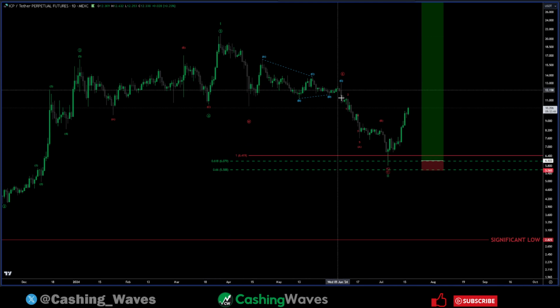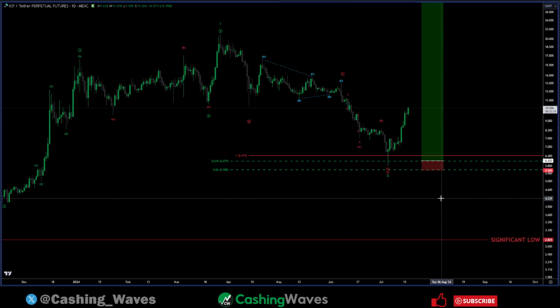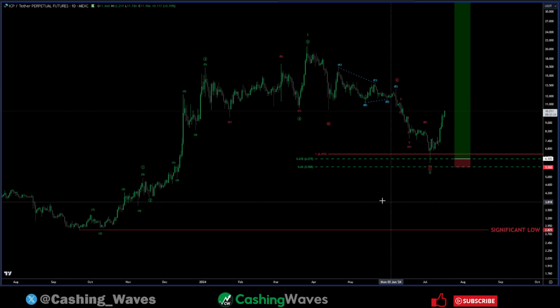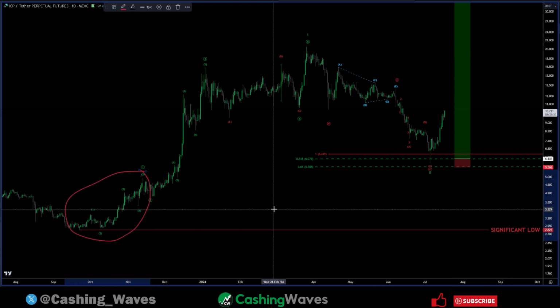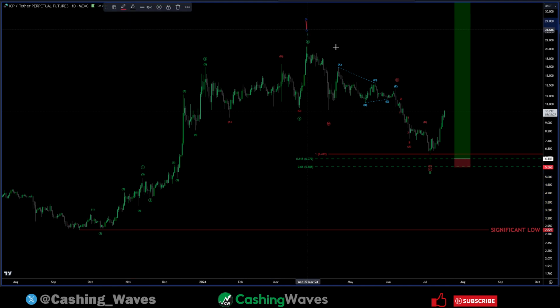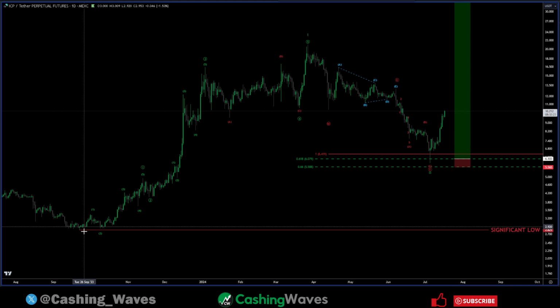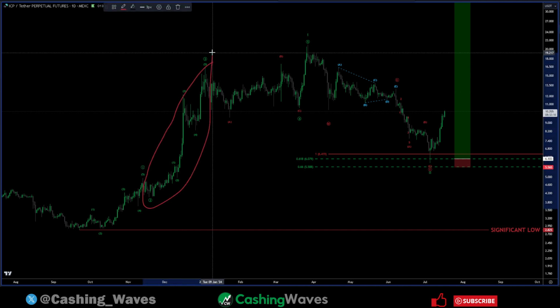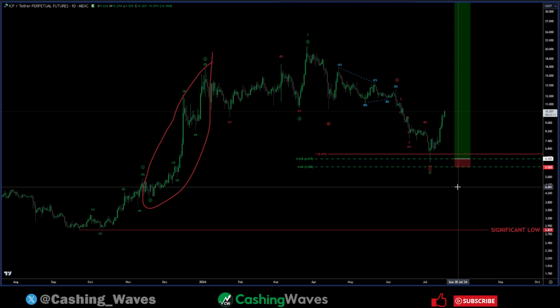It came in a nice WXY, with a W wave, a triangle for our X, and an ABC for our Y to complete the correction. So what we're looking for now, if you're aware of this one too, is a larger version of that on a larger time frame. If you imagine this is this on the larger time frame, we're looking for this sort of move off of here to the upside.